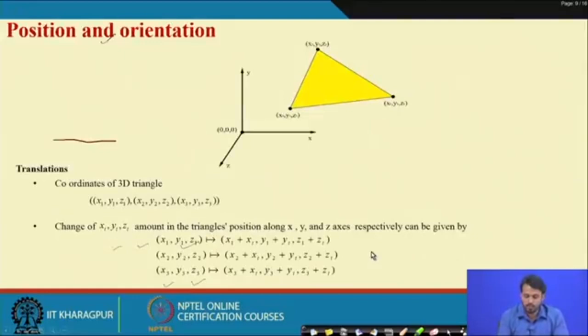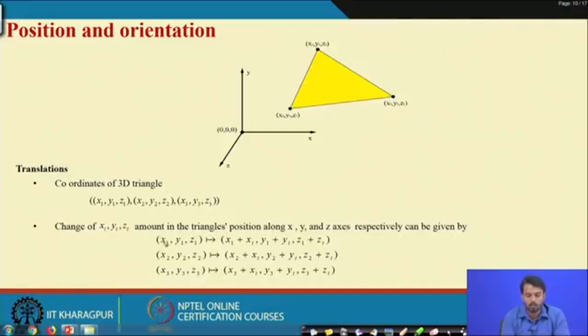Next, we will go for this position and orientation. So, let us consider a 3D triangle, where the coordinates are denoted as x1, y1, z1, x2, y2, z2 and x3, y3, z3. If the translation property is taken care of in this model, then a change of xt amount, yt amount and zt amount in the triangle's position will affect the position along the x, y, z axes, as we will look.